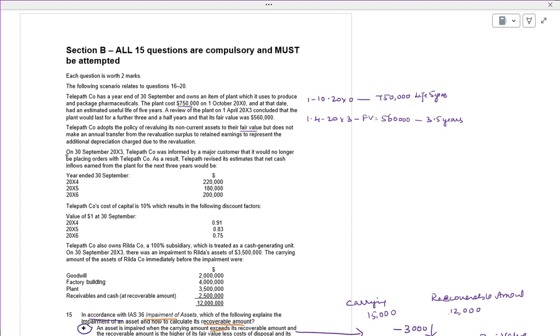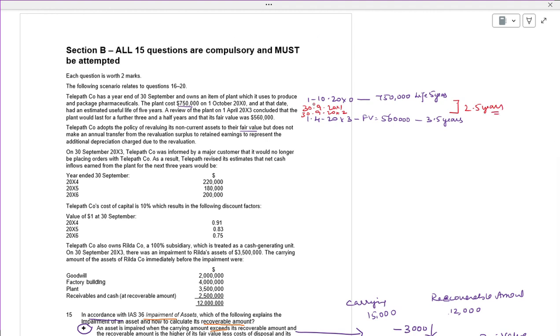Two and a half years, how many years are over? From 1/10 to 30th September 2002, how many years are over? 2.5 years are over. Check. Yes or no?